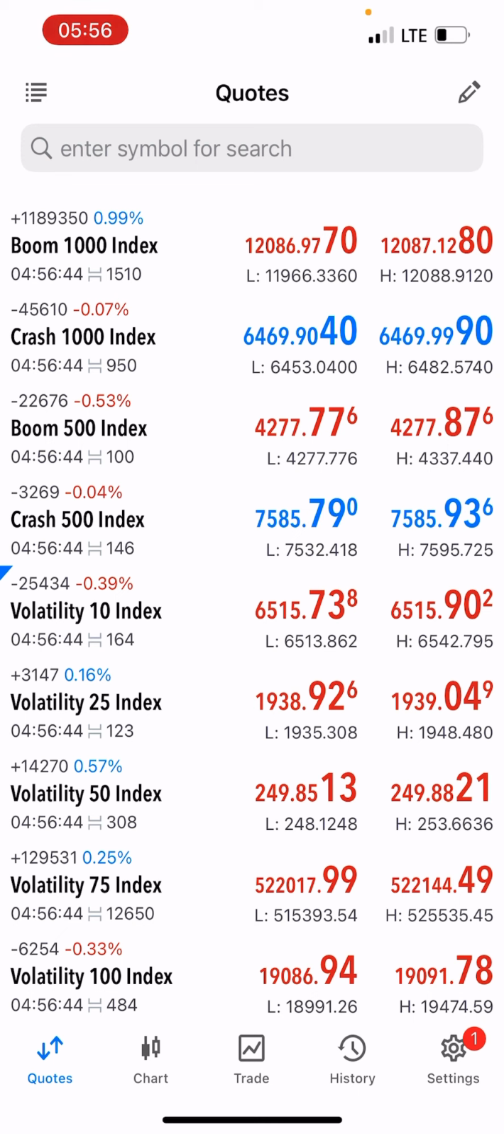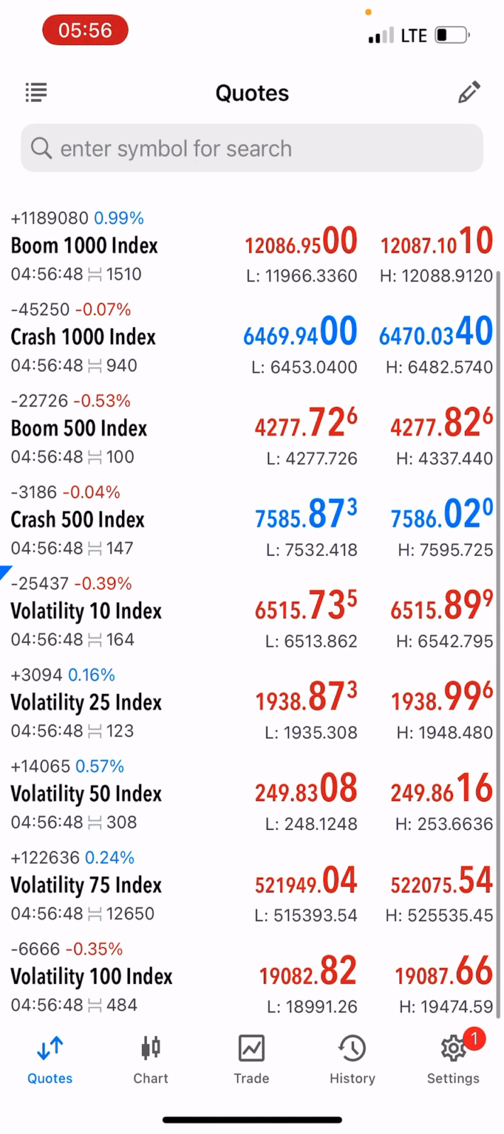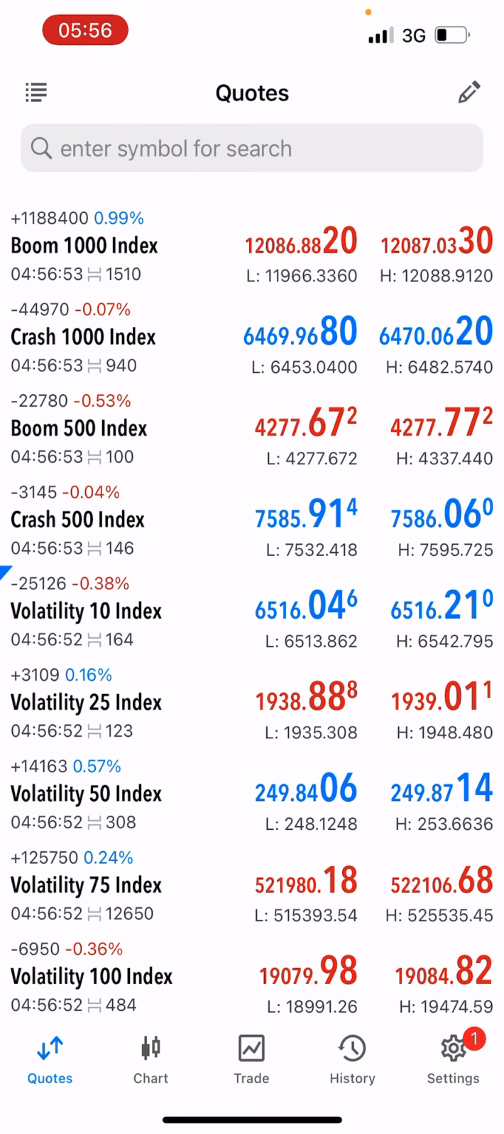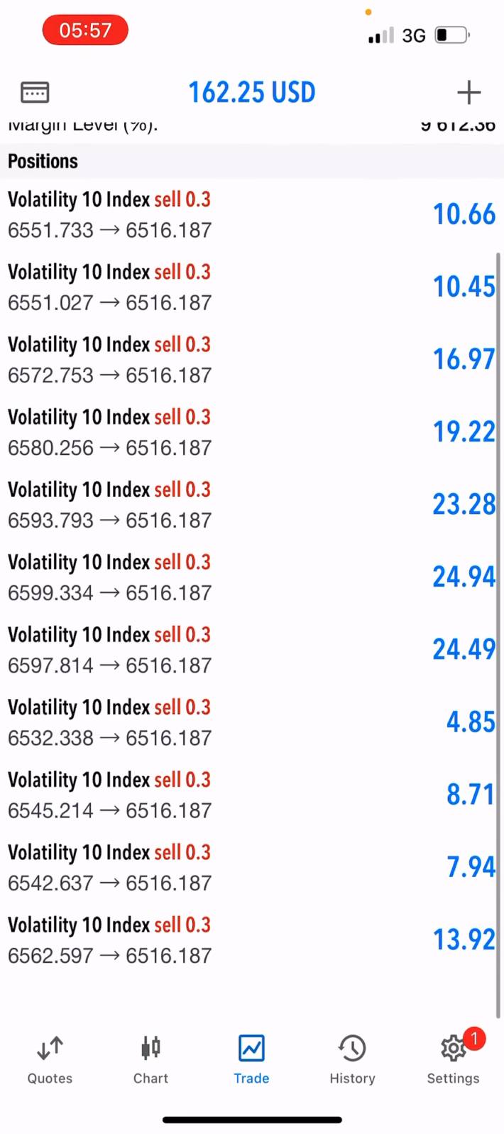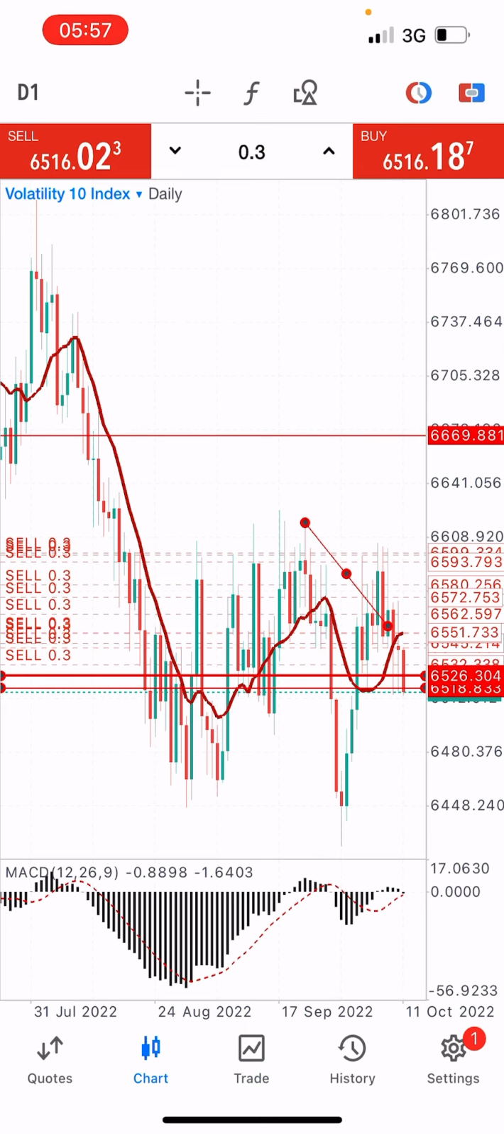So right here in this video, I just want to give you an update on the Volatility 10 Index, how you can trade VIX10 successfully. Okay, so check out this trade I took right here. Actually on Deriv, trading the Volatility 10 Index. As you can see, I have a lot of positions running, and you can see my trade. It's about $160 profit.